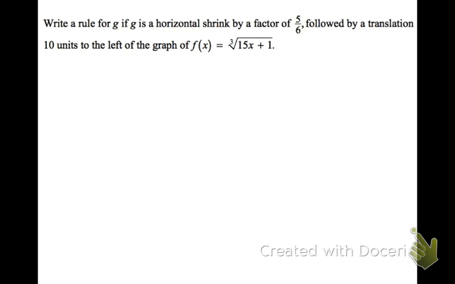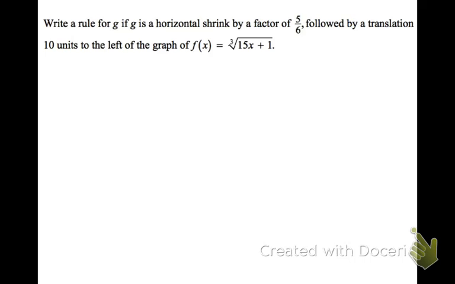Okay, all of those translations were done to the parent function, and so we'll see something a little bit different here when we switch this up. So let's write a rule for g. If g is a horizontal shrink by a factor of 5/6, followed by a translation 10 units to the left of the graph of the cube root of 15x plus 1. So you see that we have more things happening here than just the parent function.